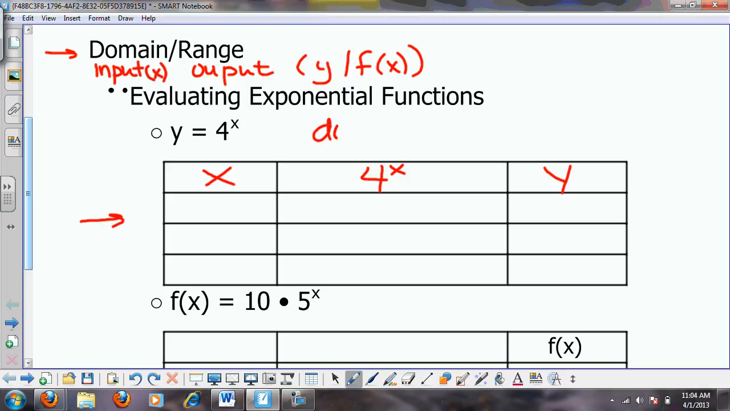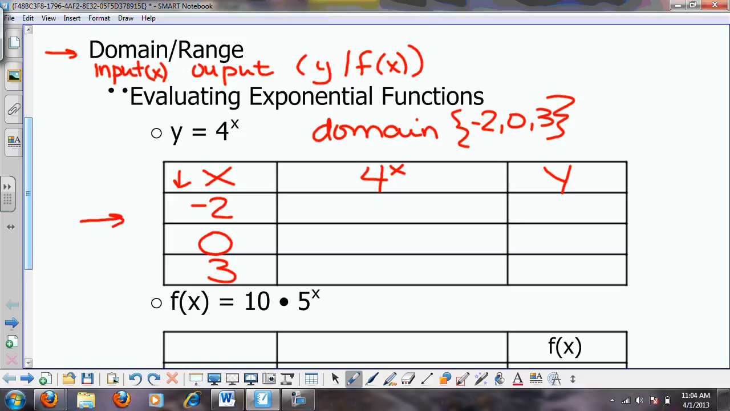So my domain has to be -2, 0, and 3. Okay? So that means my x values here are going to be -2, 0, and 3. So I'm going to go over here and I'm going to substitute in. So it's 4 to the -2 power, 4 to the 0 power, and 4 to the 3rd power.